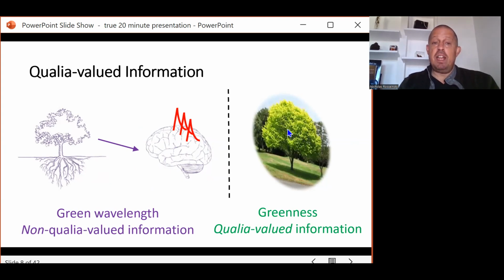So we use terms like greenness to distinguish qualia-valued information over here in the experiential realm from the green wavelength of a photon over here in the matter domain. And once we've made this distinction between non-qualia valued conventional measures on the matter domain, like wavelengths, and qualia valued constituents of the experiential realm, like greenness, we can ask that crucial question again. Under what conditions can qualia valued information be reliably reported by a matter system, such as a brain-body combo?